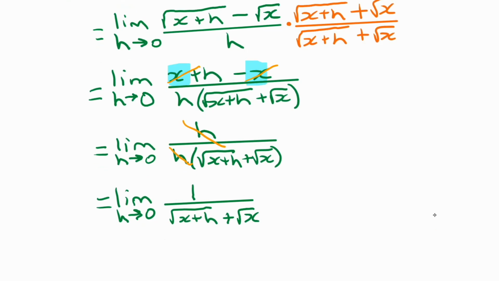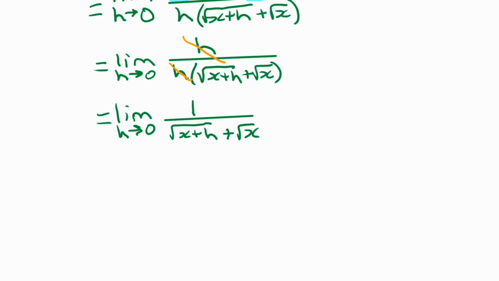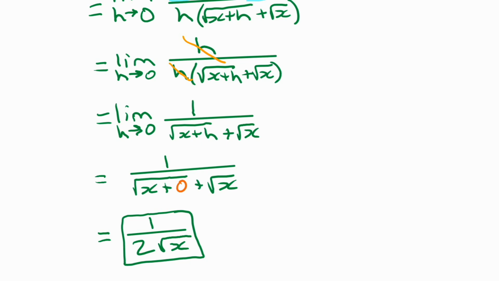And now we're at the point where we can use substitution to evaluate that limit. When we substitute in 0 for h, we are going to have 1 over root x plus 0. Again, notice I'm not writing the limit anymore because now I have evaluated the limit. And then we can simplify that to just being equal to 1 over, this is root x, that's another root x, so we've got 2 root x on the bottom, which is what we got when we used the other definition.